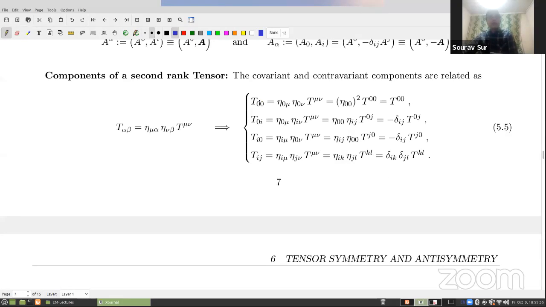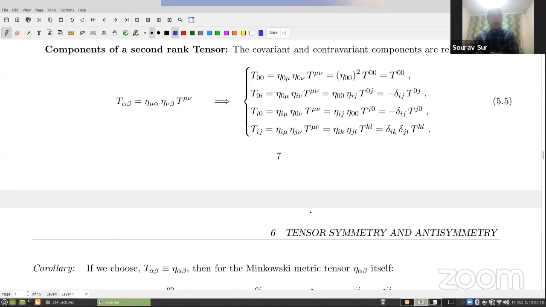So the corresponding T00 could be related to T upstairs 00 in this way. And in fact, they are the same. T0I could be related to T upstairs 0I via this Kronecker delta. And similarly, the others.